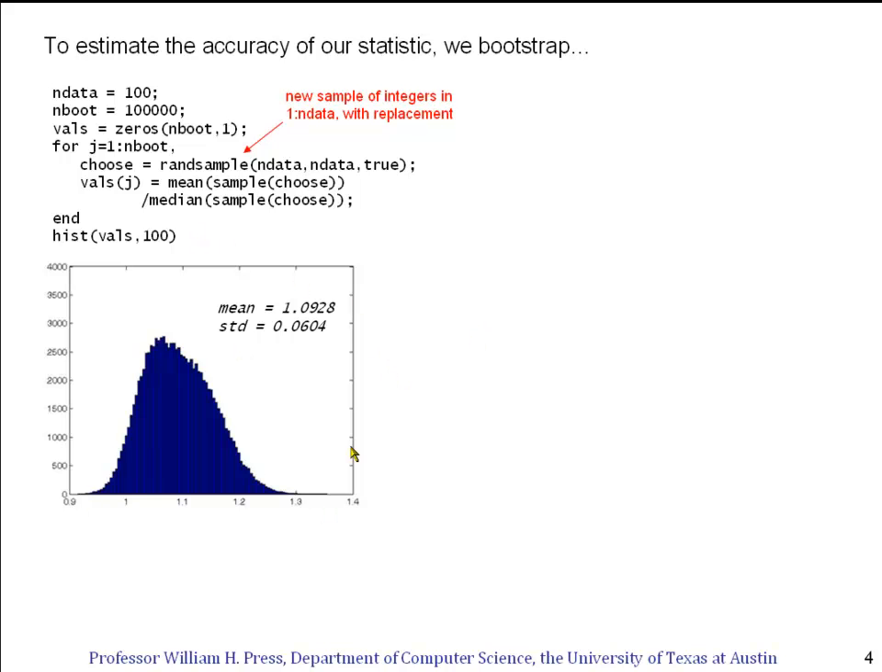The mean of this histogram is 1.0928. That's essentially the same value that we obtained from our single data set. The reason it's slightly different is that I didn't resample that data set infinity times. I only resampled it 100,000 times. But here's the payoff on this. The payoff is we now get to see what the standard deviation of this bootstrapped resampling is. And we see that it's 0.06. So this is a measure of the accuracy that we should expect for this, our estimated statistic.